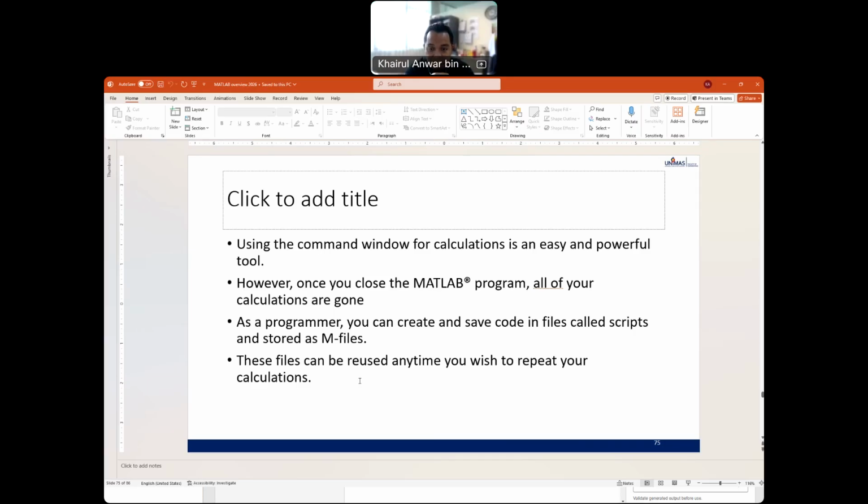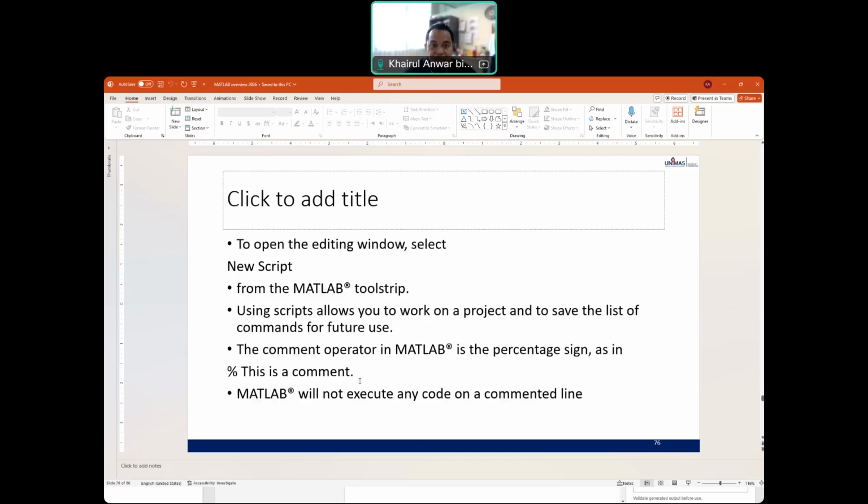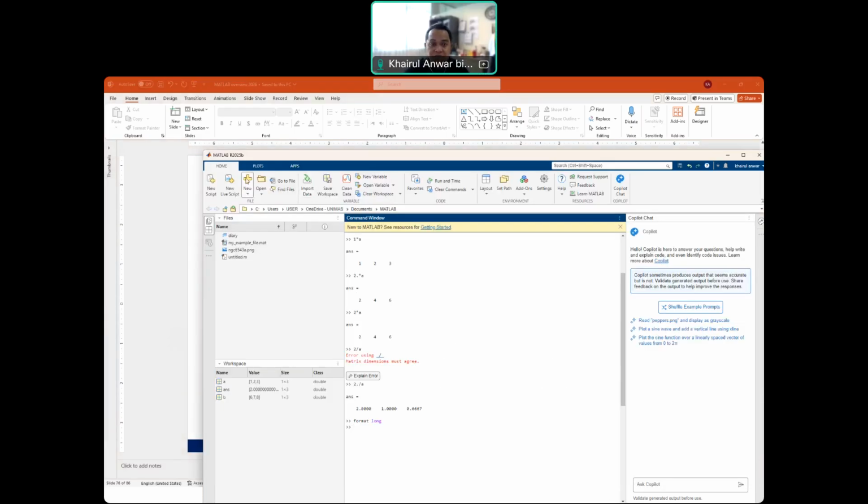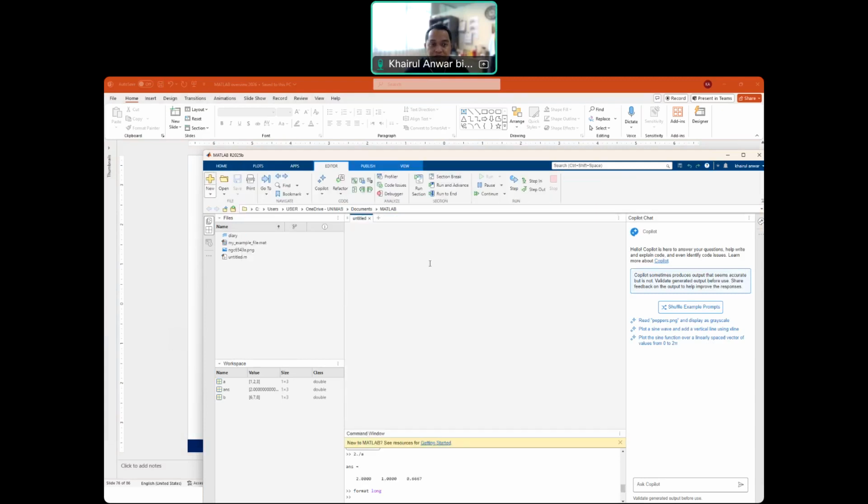That code can be saved using a script file, though in older MATLAB versions it is called an M file. It's the same thing. This file can be reused anytime you wish to repeat your calculation, meaning it is a saved script. To open the editing window, select new script from the MATLAB tools tab, or just click this one. So this is the script.